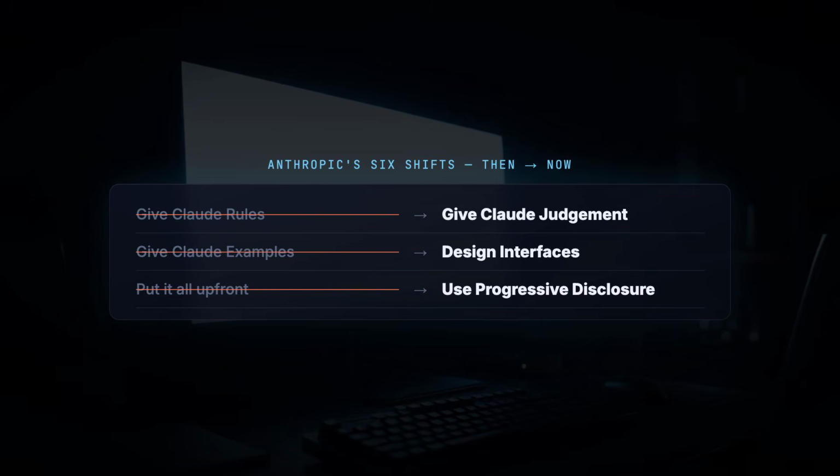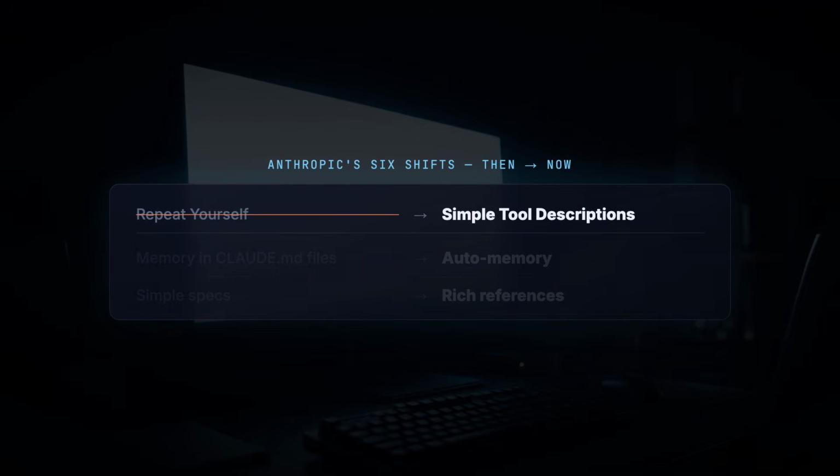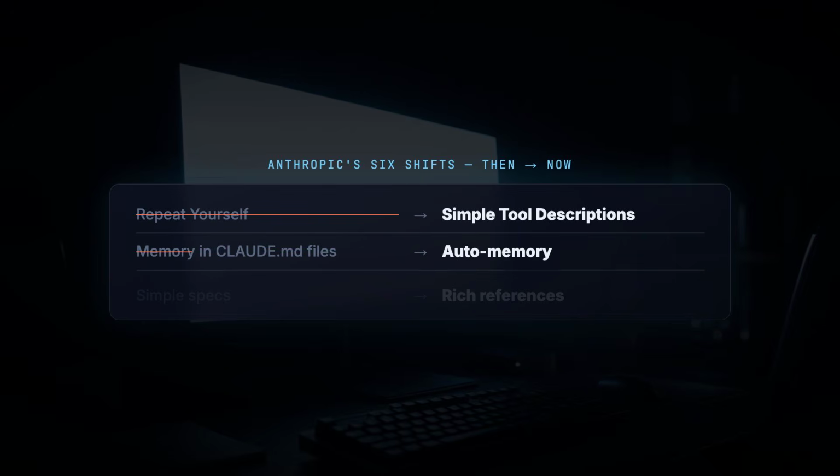3. Put everything up front becomes progressive disclosure. Don't load it until it's needed. 4. Repeat yourself becomes say it once, clearly. The old habit was stating the same rule in the system prompt, and again in the tool description in case it got missed. On the newer models, the repetition just competes with itself.